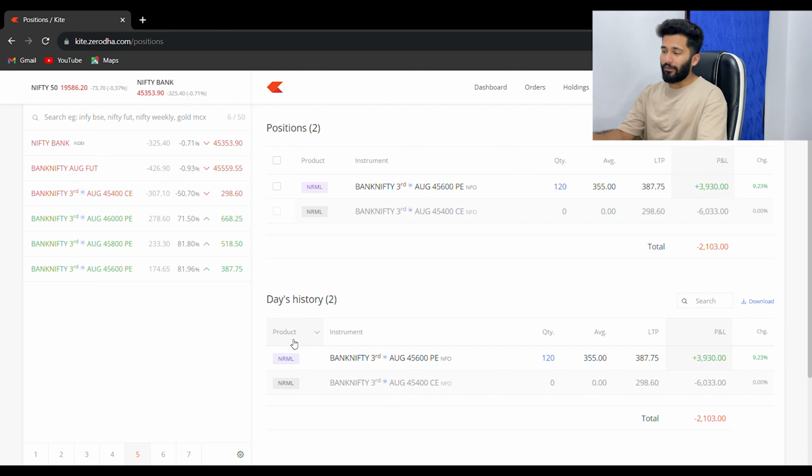I have taken a trade which is running at the moment, and the market is currently going to 45,560, and we are in the 3rd August weekly expiry at the 45,600 strike put option. We are already up by nearly 30 points, and we are plus by 4,000.